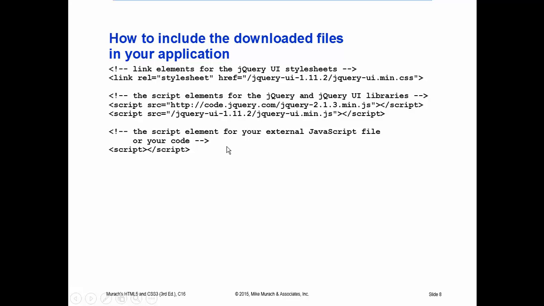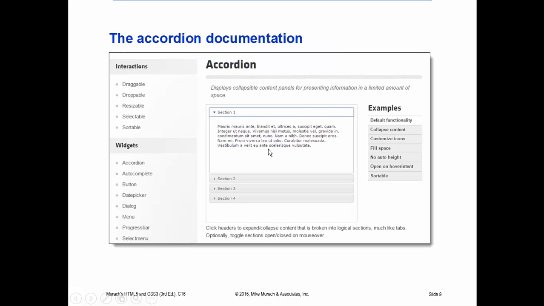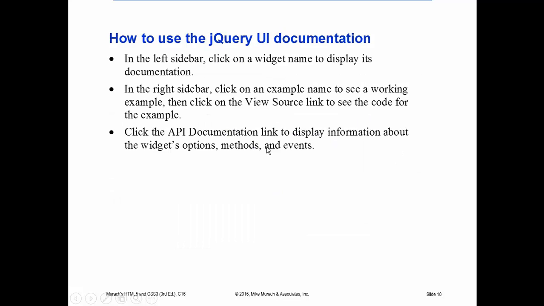All right, how do you include those downloaded files in your application? Well, of course, you're going to need the jQuery, and again, the recommendation is to use the minified CSS and the minified JavaScript file. Make sure that if you use the jQuery UI, you put it after the regular jQuery file, not before it, because it's going to overwrite some of the stuff that was in jQuery. So here's an example of the accordion. You saw it already.